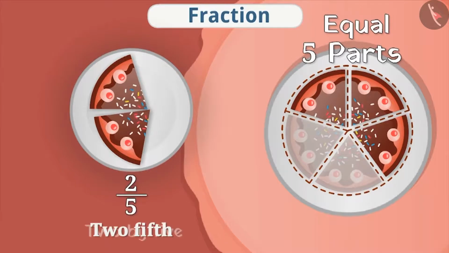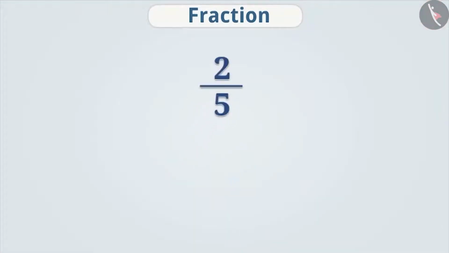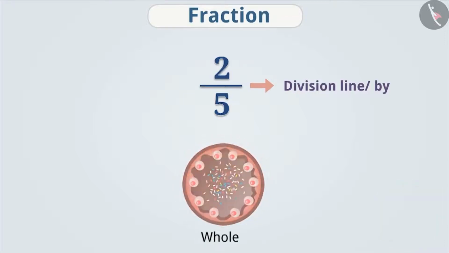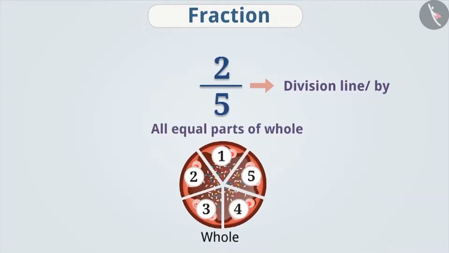When we talk about any fraction, for example, 2/5 here, the line separating the two numbers is called the division line or bar. Can you tell what the number written below the division line represents? Think for a while. You've got it right. This represents the number of equal parts the whole is divided into. The number of equal parts to which a whole is divided is called the denominator.